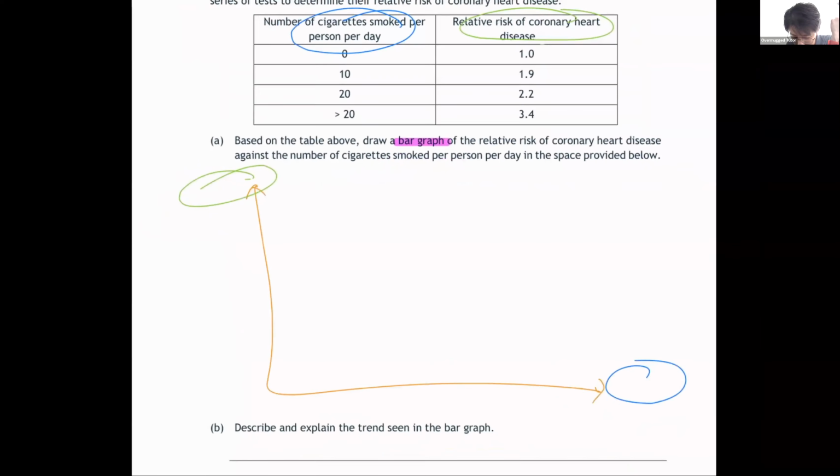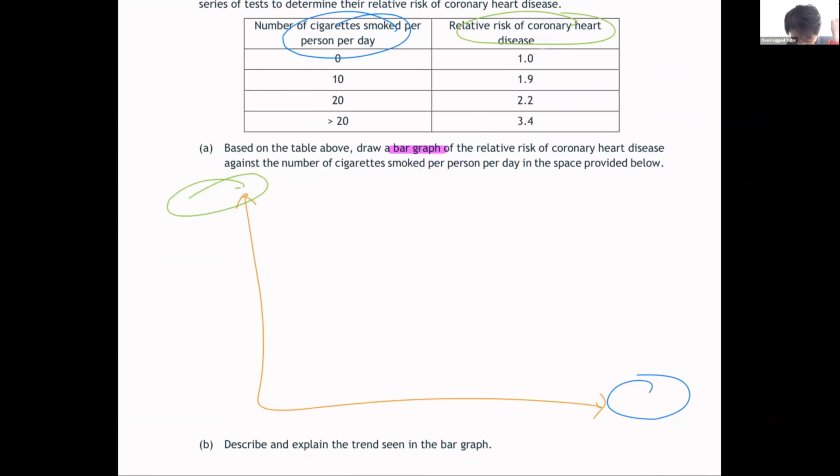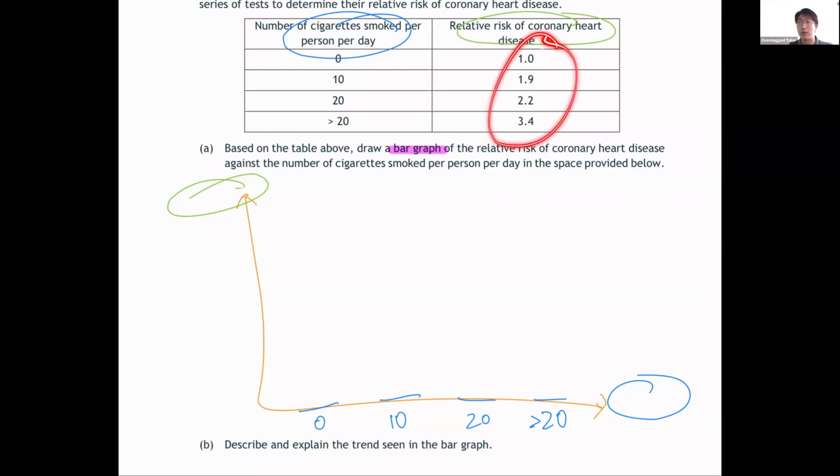So what we're looking for here is, when you do a bar graph, this is not the zero for the x-axis. You just choose a spot here. 1, 2, 3, 4. You see that? Just draw 4 rectangles. That's it. Then below that, you put 0, 10, 20, more than 20. Make sense? Okay. Then accordingly, you see that my y-axis goes from 1.0 to 3.4. So seems quite likely that I will just go from 1, 2, 3, 4.